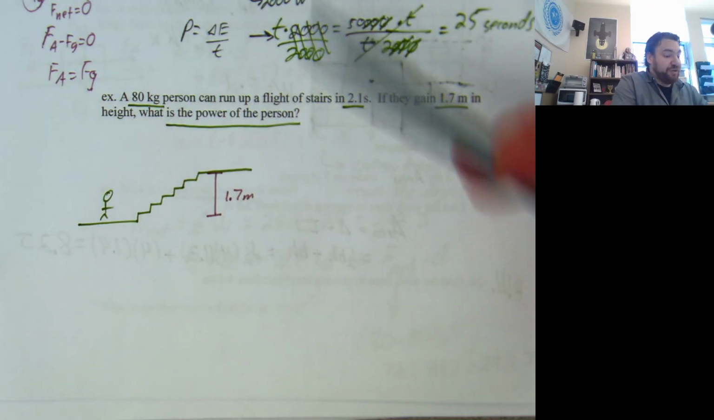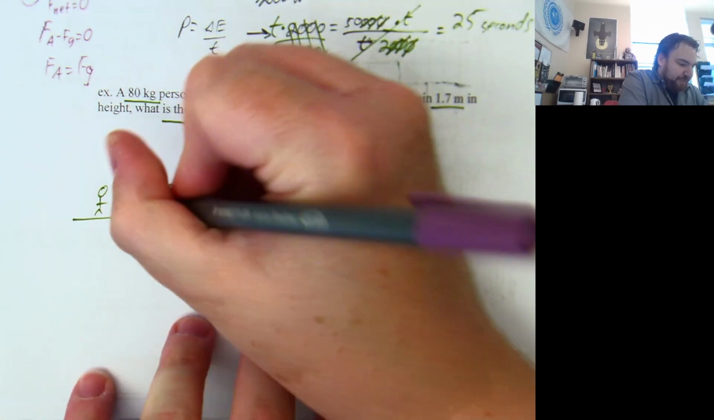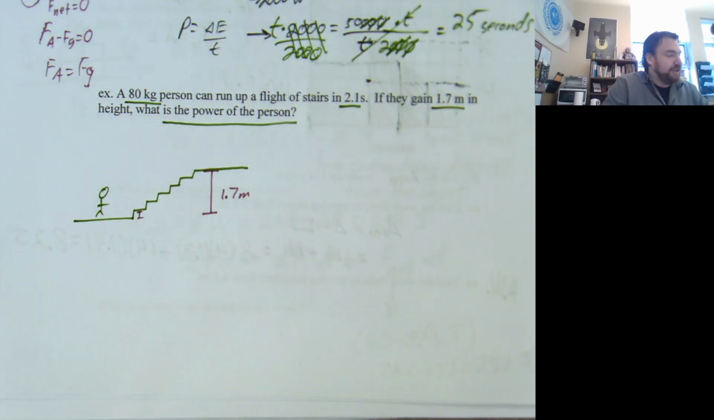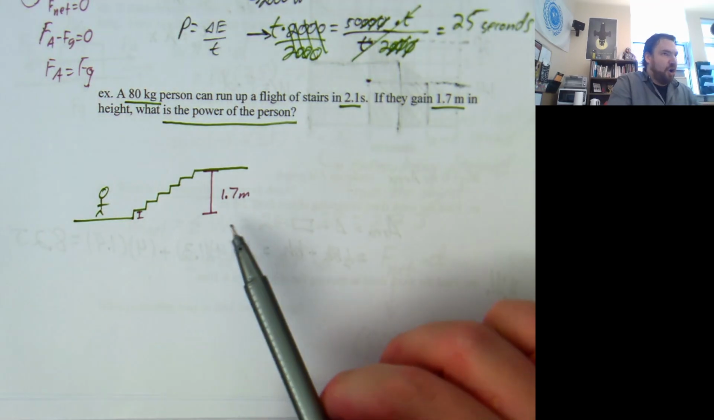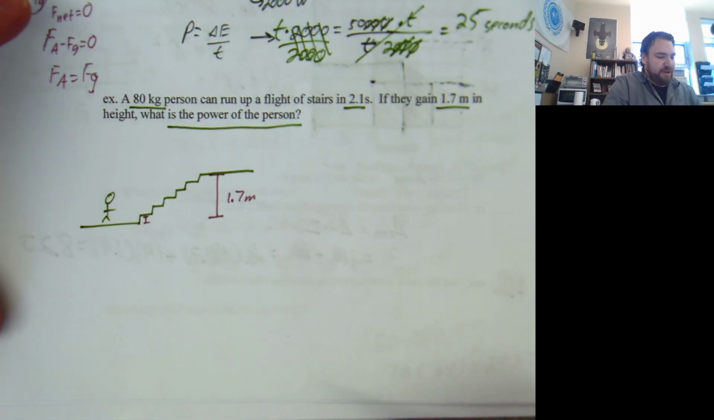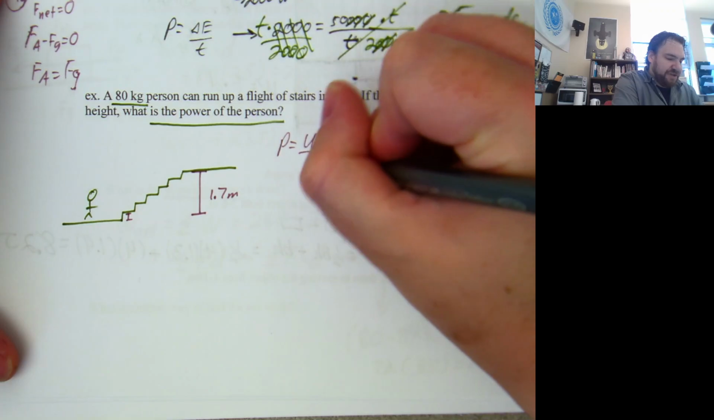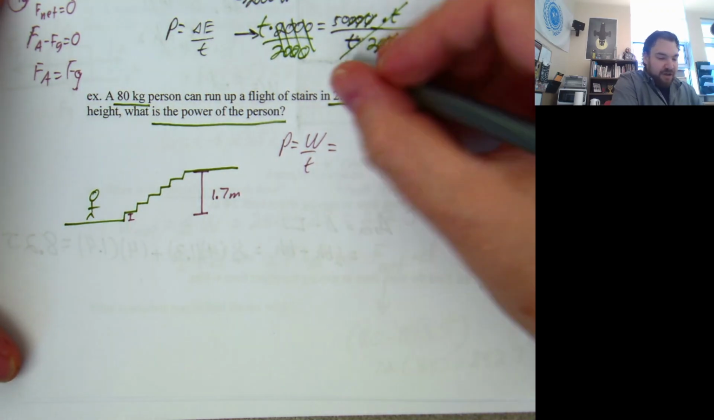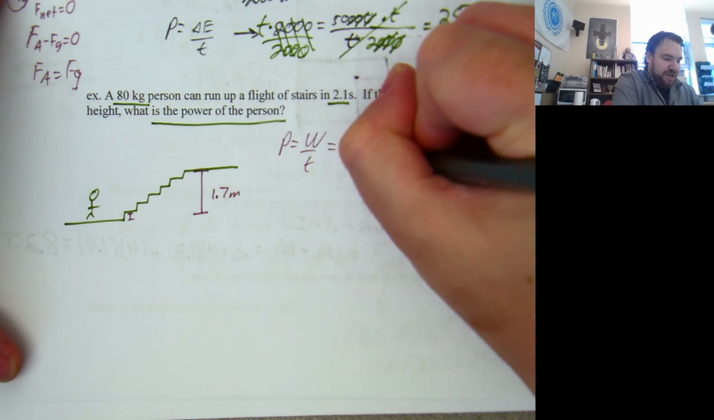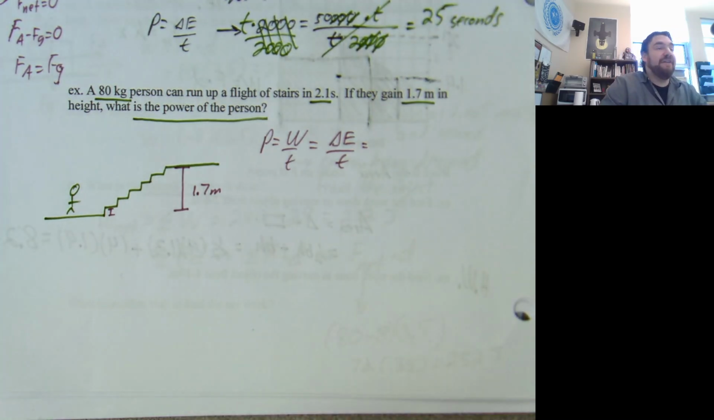You guys aren't going to measure this height. What you guys are going to do is you're going to measure the height of one of these stairs, and then you're going to multiply by all of the stairs. But for this particular problem, I give you the height of all of the stairs. The height of all the stairs is 1.7 meters. So power is equal to work over time, and we're going to use the definition of change in energy over time. And so that's going to be equal to what kind of energy have you given the person as they've run up the stairs?